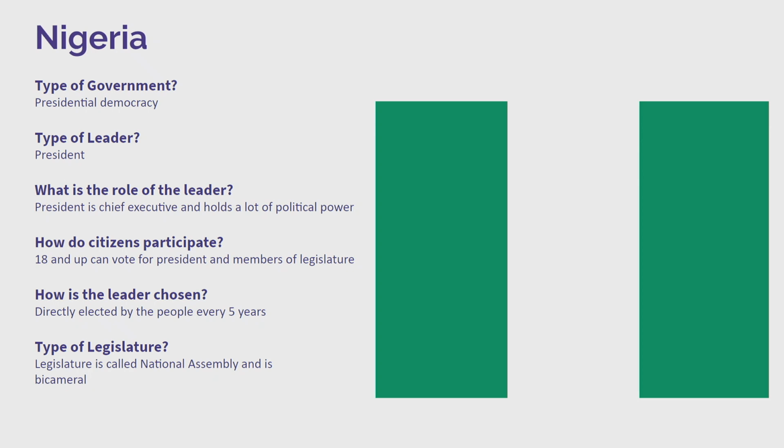So how do they participate in Nigeria? Very simple. They elect both the president and all members of both houses of parliament. Citizens must be 18 to vote. And the only problem in Nigeria is that elections have been afflicted with fraud and unequal voting rights, so citizens cannot always rely on the courts to protect their rights and freedoms.